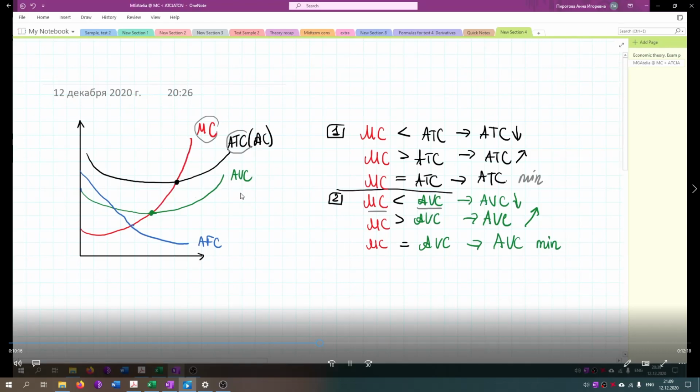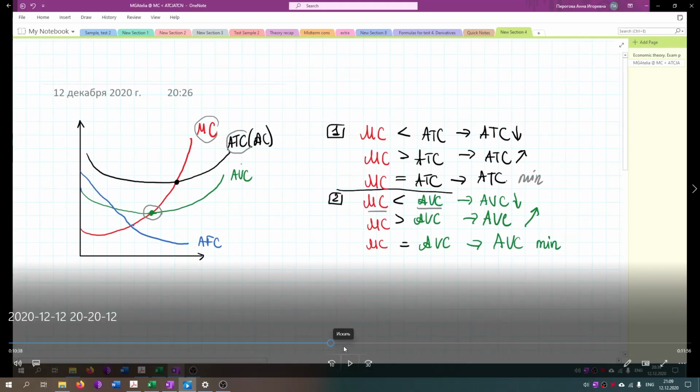And the last point, where marginal cost is equal to average variable cost, we can see from the graph that it is an intersection between marginal cost and average variable cost, and this means that it is the minimum of average variable cost. So that was about theory.